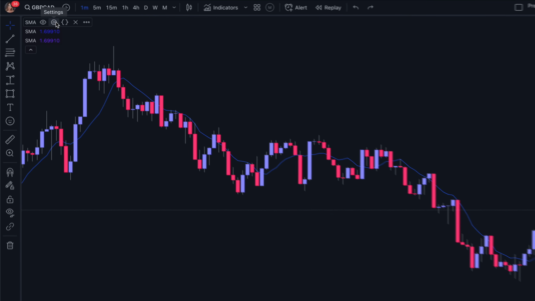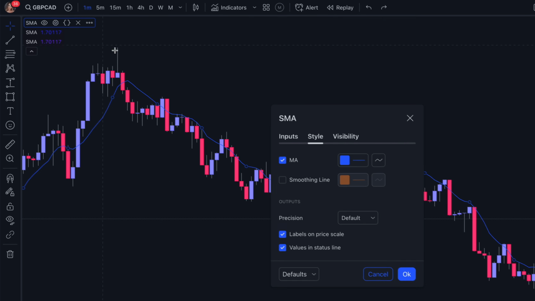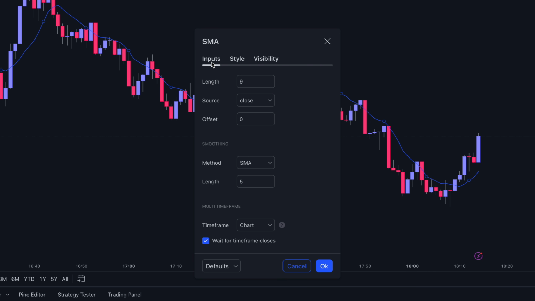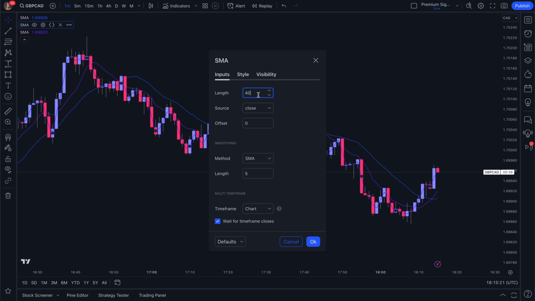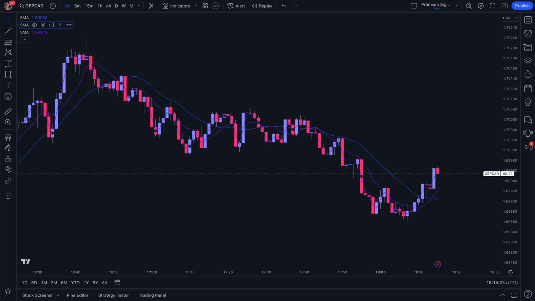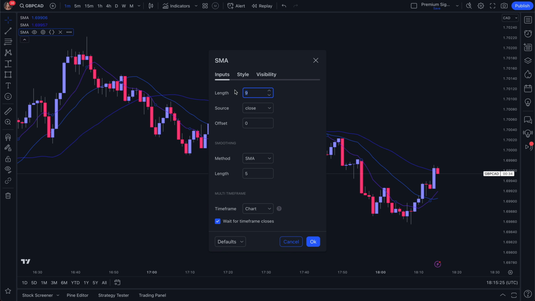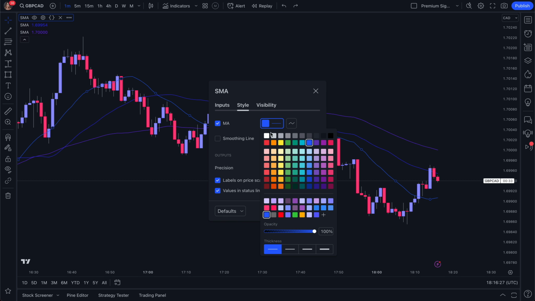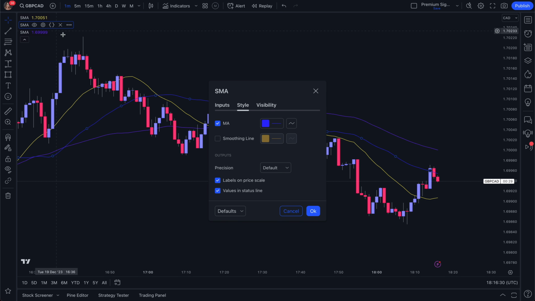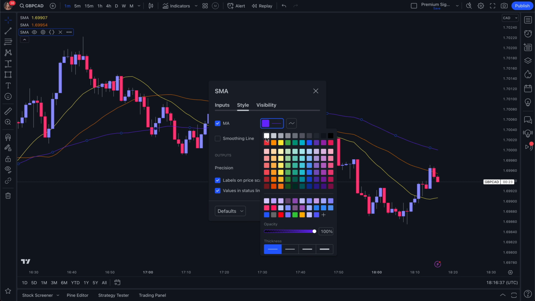To access the settings, click on this gear icon over here, and inside the input section, just change the value from default to the value of 20 and click OK. The next moving average needs to be set at 40 and the last one will be set at the value of 80. You can always change the color for each moving average to green, blue, red, pink, etc. So the color is your personal preference, but I like to keep it bright just to see better.